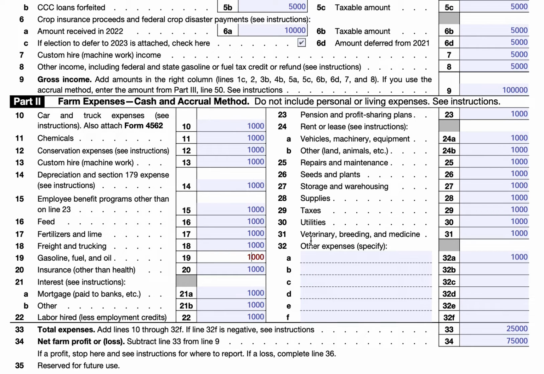In line 19, you'll enter the cost of gasoline, fuel, and oil as a separate expense from your car and truck expenses. In line 20, you're going to deduct any insurance besides health insurance. So this could be farm business insurance. Employee accident and health insurance is reported on line 15, but any farm business insurance would be on line 20.